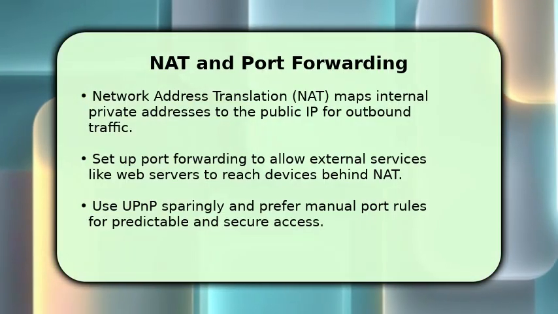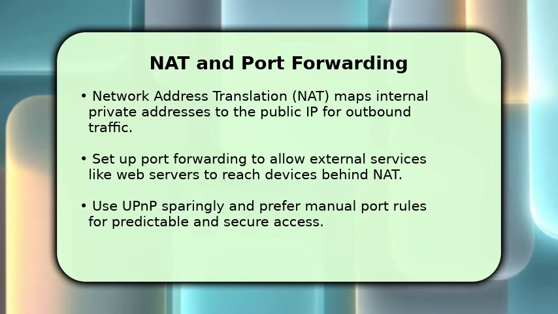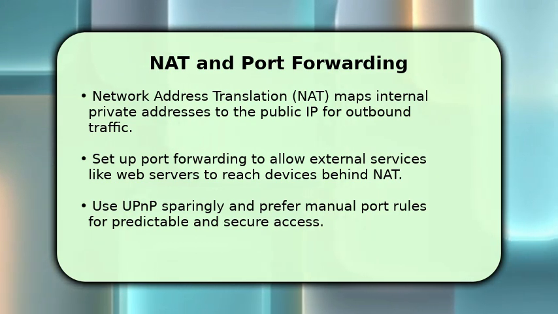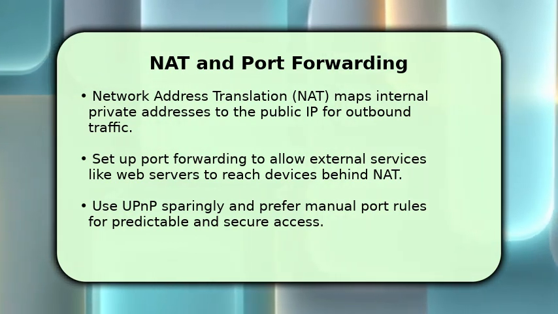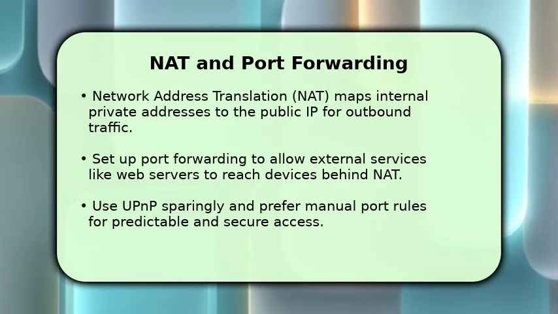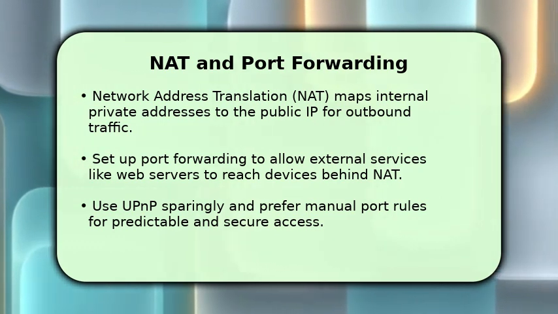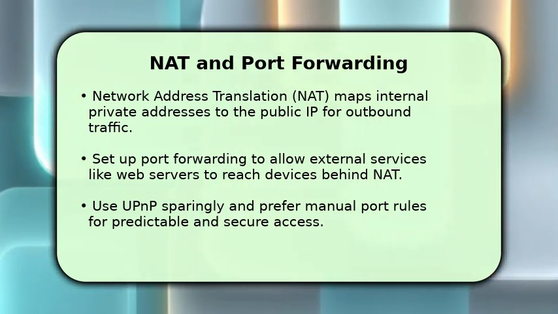NAT is how your router shares a single public IP across many devices, and port forwarding lets external requests reach specific internal devices. Identify the local device, assign a static LAN IP for it, then create a port forward rule on the router for the needed TCP or UDP port.